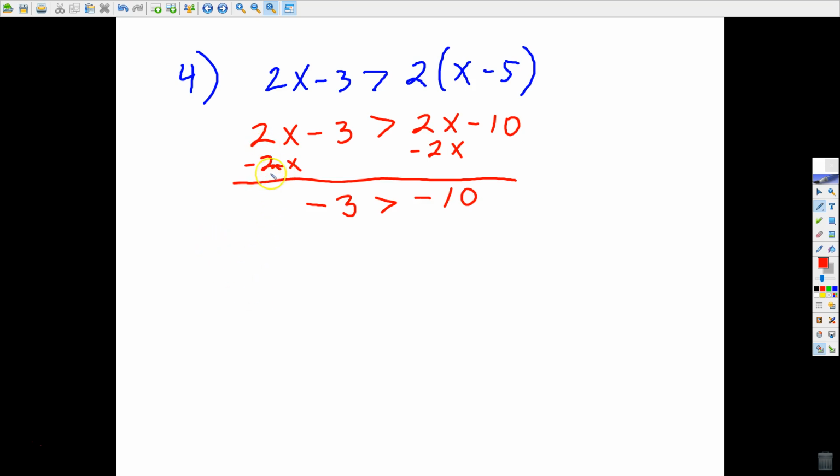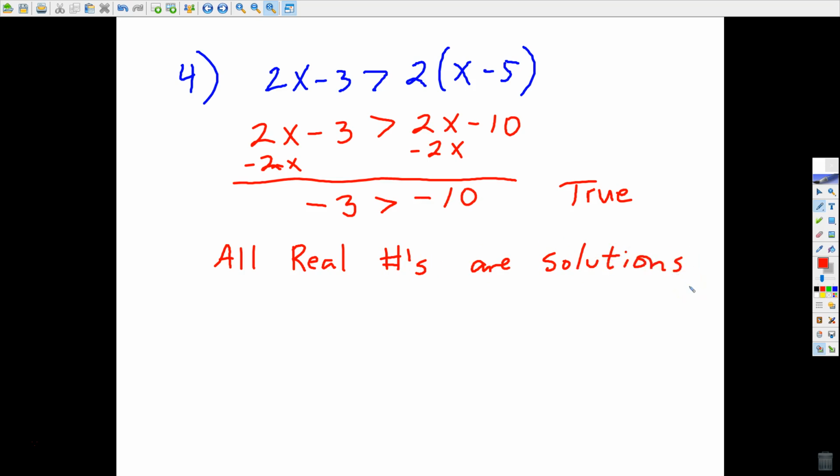Okay, so when this unusual case happens, and it will on your homework, when the variable is gone, it cancels, and what is left is a true statement, then you're going to go one step further, and you're going to put this as your answer: all real numbers. In other words, any real number you can think of will make this a true inequality statement. It doesn't matter what real number you pick.